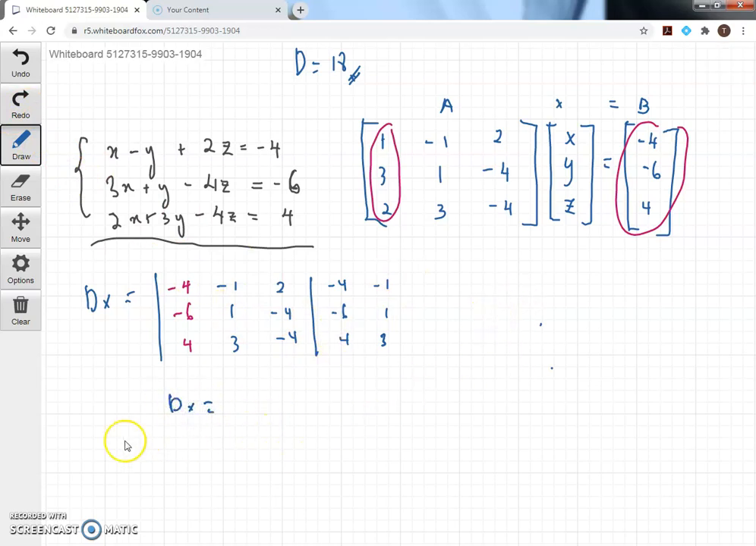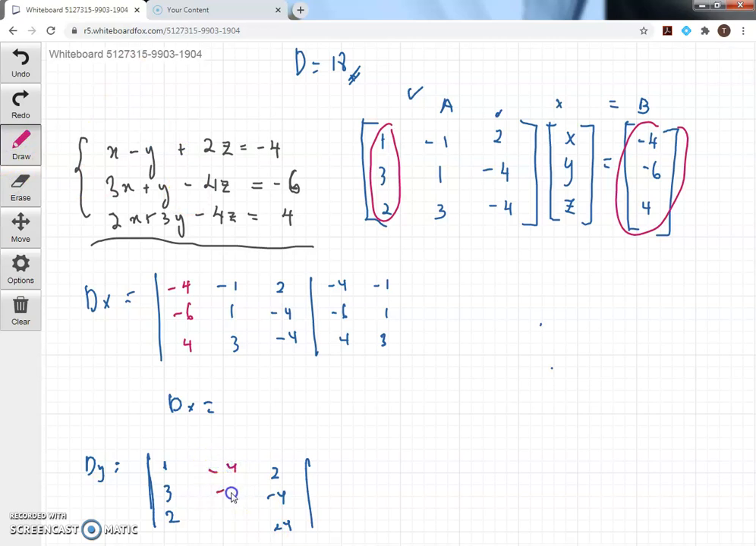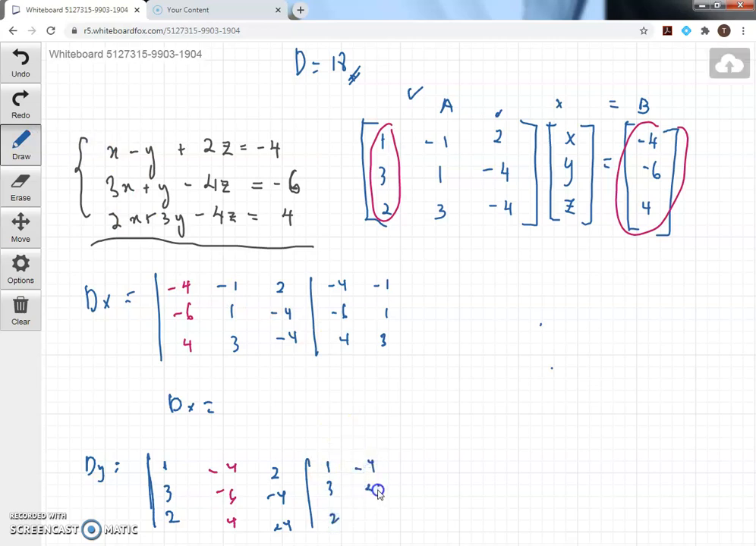Same goes if you want to calculate your dy. For dy, you just need to change one part. So again, the same thing here: 1, 3, 2, and here you copy again -1 and 1, 3. But here you are going to put the values -4, -6, and 4 in the middle. And you are going to write the first two columns again there. Then you calculate the value of dy.